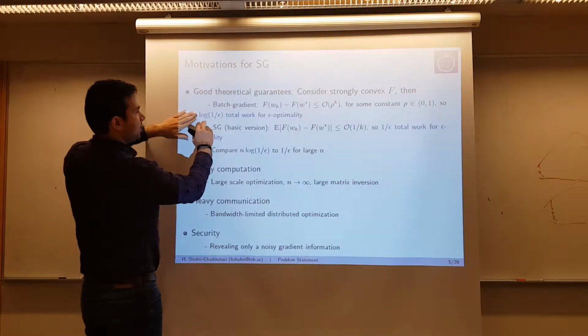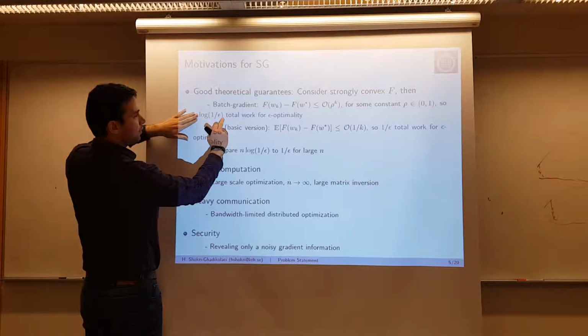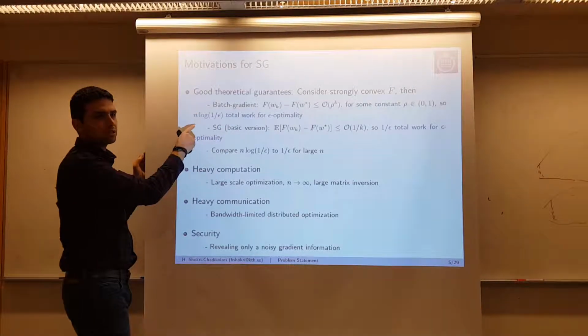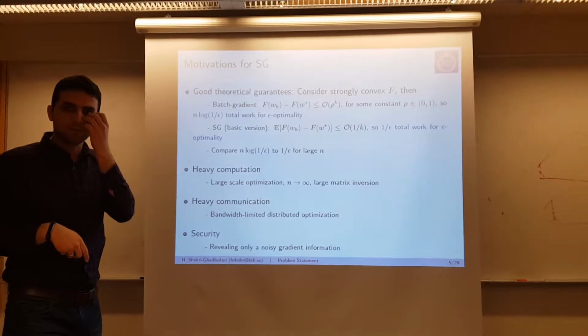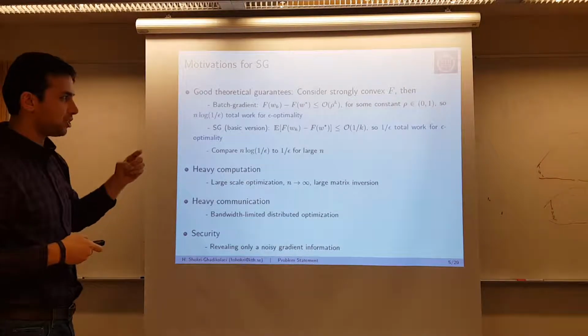So you need to have this per iteration, and for every iteration you need to have n computations. So this is the total work that you need to have for epsilon optimality in batch gradient.